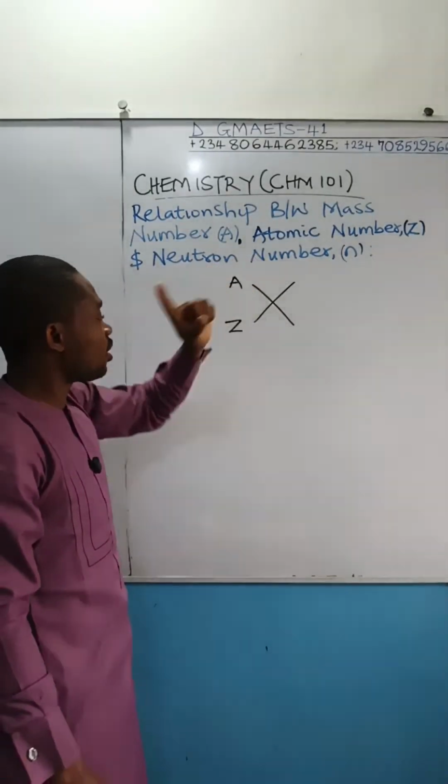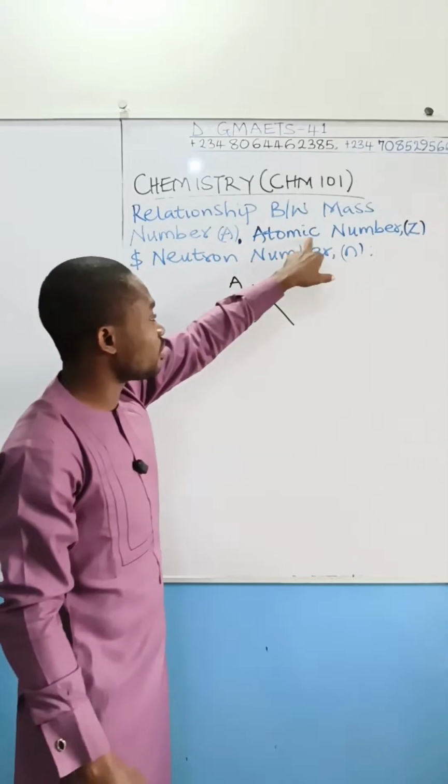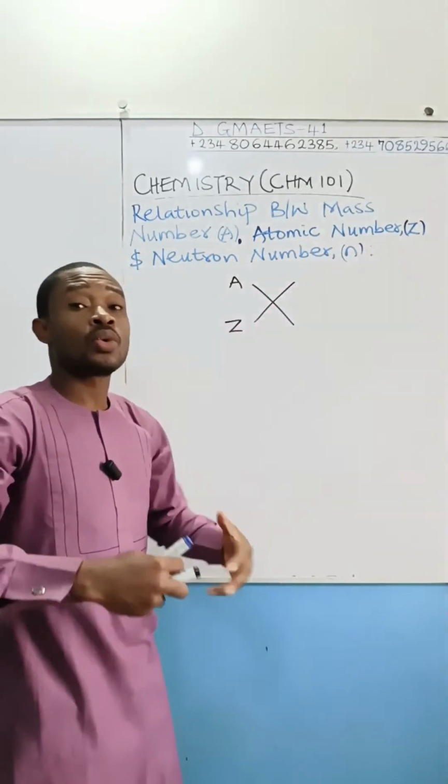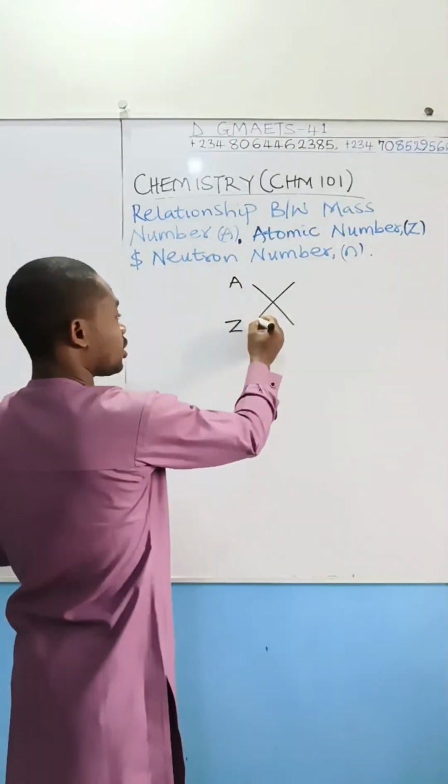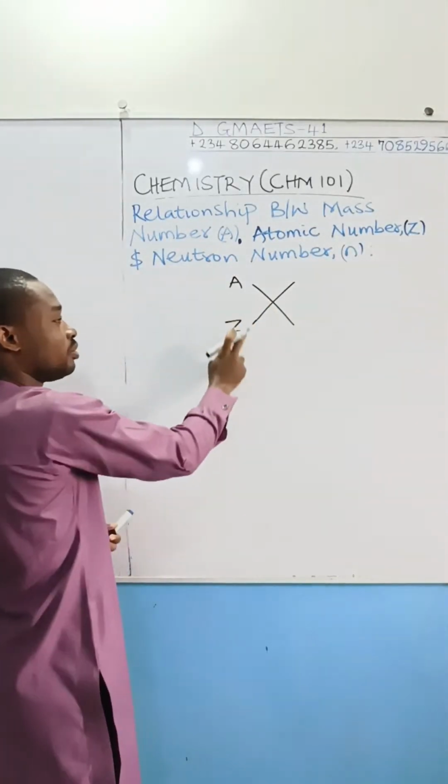All right. And don't forget that I've told you that atomic number is equal to the proton number. So this is the general representation of an atom, the atomic symbol. And I've told you the meaning of these two guys.